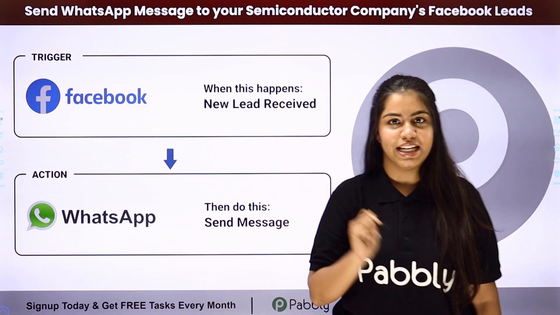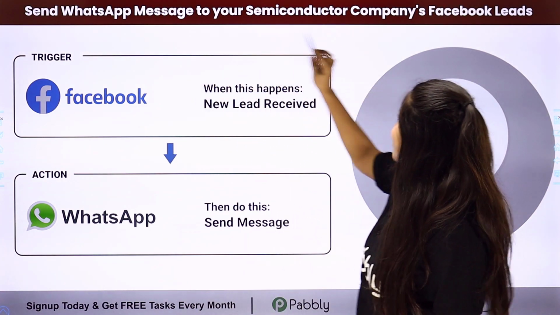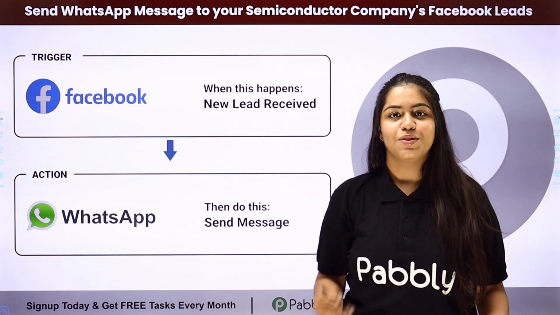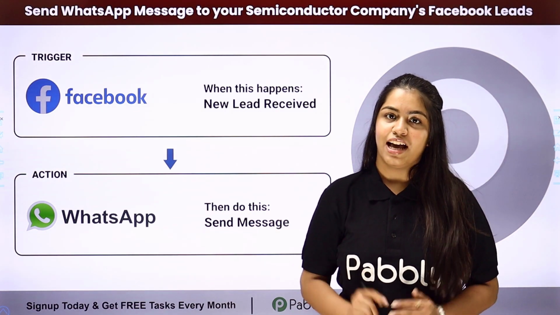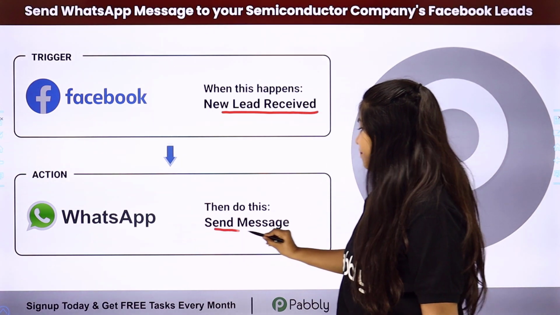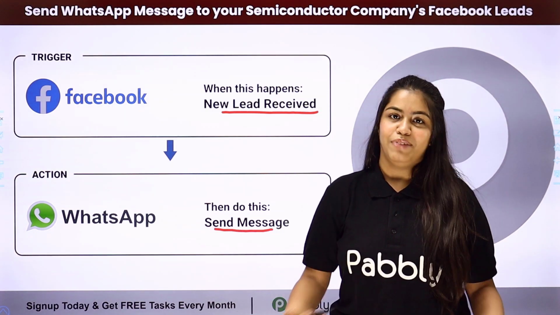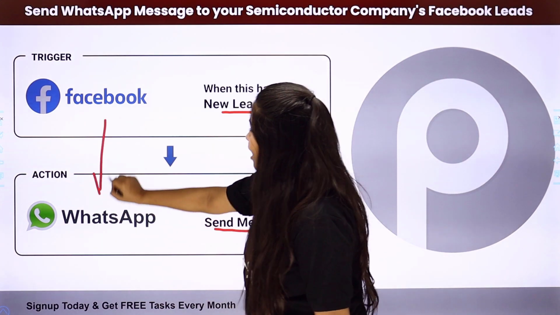The title of our today's video is How to send WhatsApp message to your semiconductor company's Facebook lead. So I'm running a semiconductor company, and to promote my company I'm running lead ads, and I wish that whenever I receive a new lead, an automated WhatsApp message should be sent to all my leads. For this we have to create an integration between Facebook and WhatsApp.